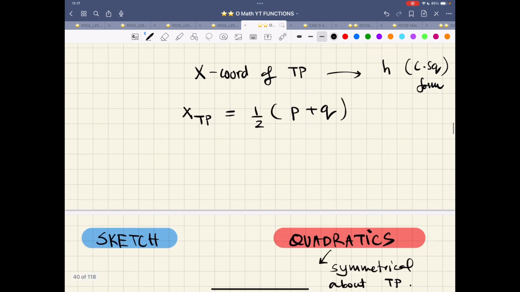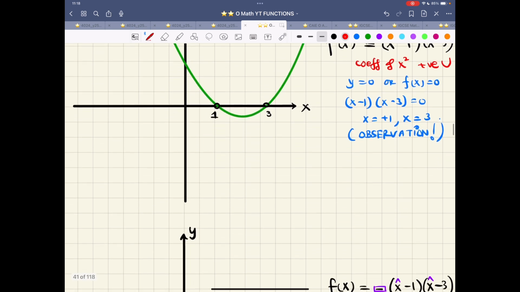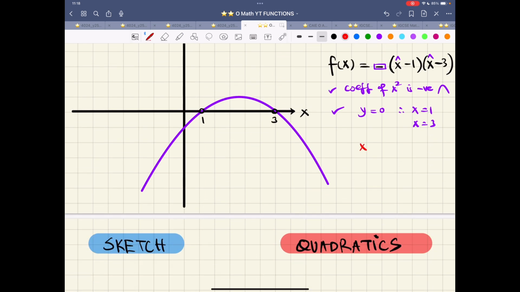Let me write it over here. X coordinate of turning point is the average of the roots. There are two roots. A quadratic equation has two roots. It's average of the two roots. So therefore over here, x coordinate of turning point is half 1 plus 3, that is 2. Of course, it's the same over here, irrespective of upside down. X coordinate of turning point is half 1 plus 3, which comes out to be 2.